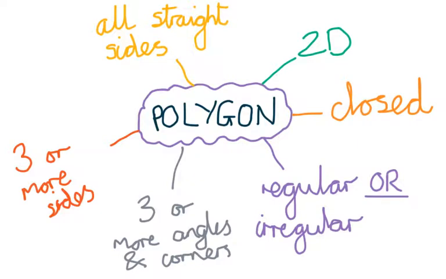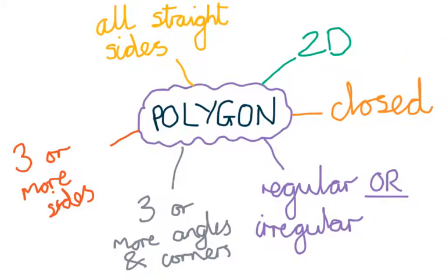So here are all the things that define a polygon. It is a 2D shape. It is a closed shape, and by that I mean that the sides all meet. So that is not a closed shape, that's an open shape. But by a closed shape I mean that all the sides meet.